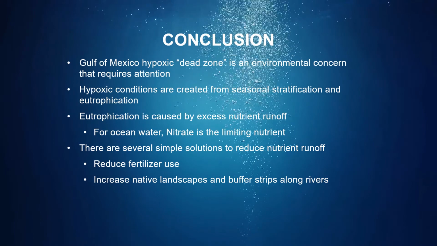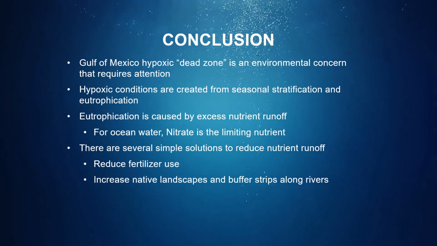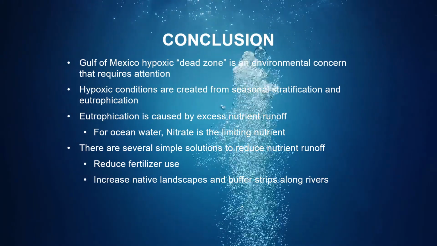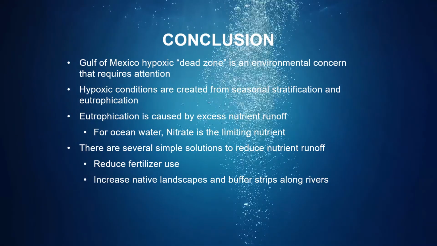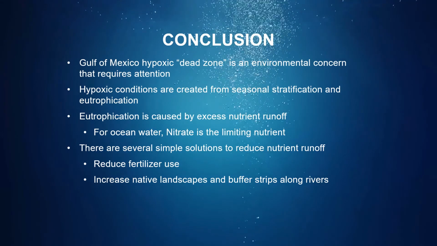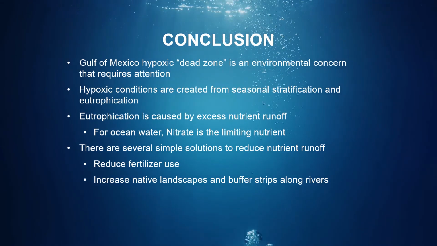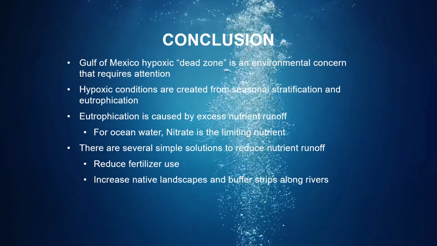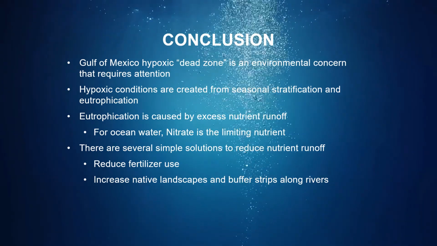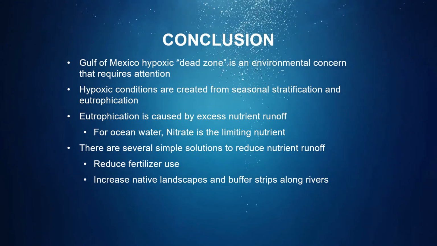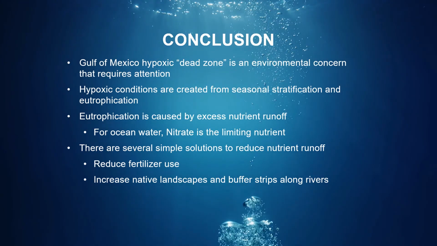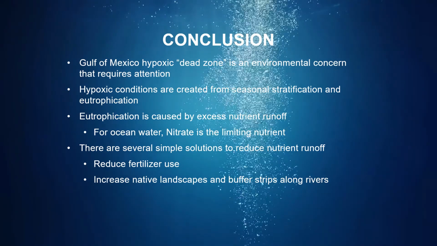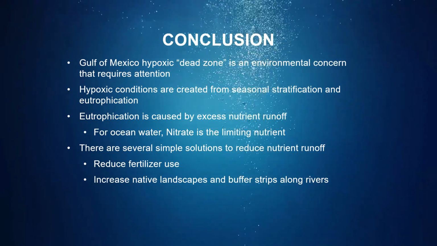First, we can simply reduce fertilizer use. This can be done by installing cover crops, having crop cycles and rotating crops, and just applying fertilizer at the appropriate times. So applying it not before there's a rainfall event, not irrigating your crops after applying fertilizer, and making sure that the soil is dry when you're applying fertilizer. We can also increase native landscapes and buffer strips along rivers, which would help filter out any excess nutrient runoff before they enter into the river system.